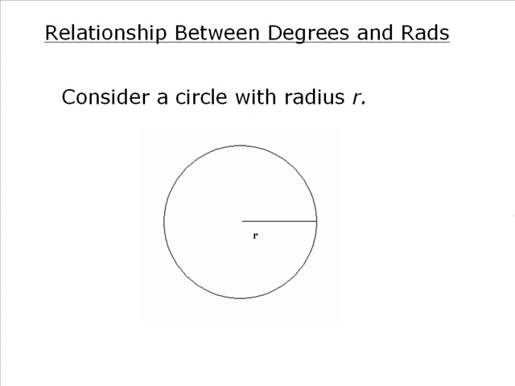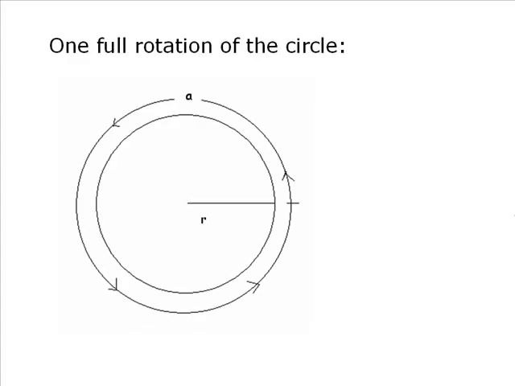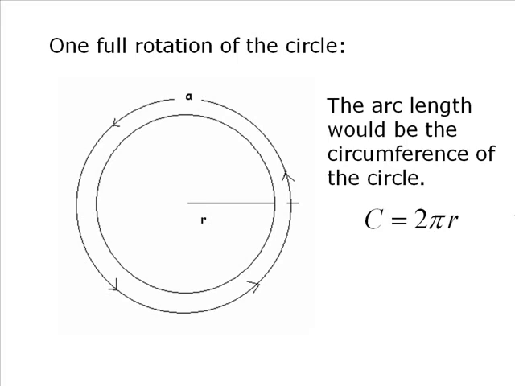So if you were to consider a circle with a radius of r, just like we were looking at before, I'm going to take a full rotation of this circle. As you can see with the diagram, we get this arc length all the way around the circle. So in other words, I've taken a full sweep, 360 degrees. Now the arc length of a full rotation would be the circumference of the circle, the distance around it. And in case you've forgotten, the formula for circumference of the circle is 2 pi r.